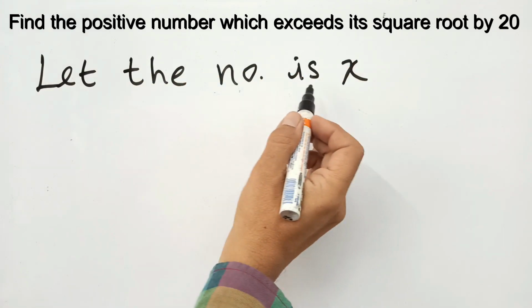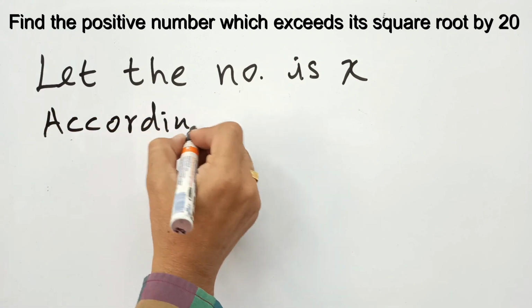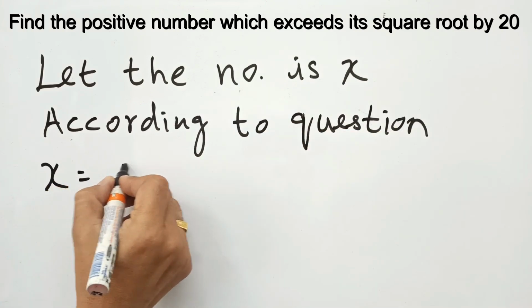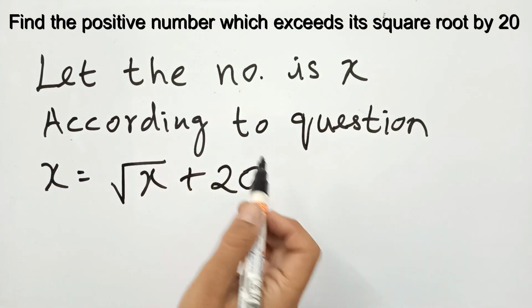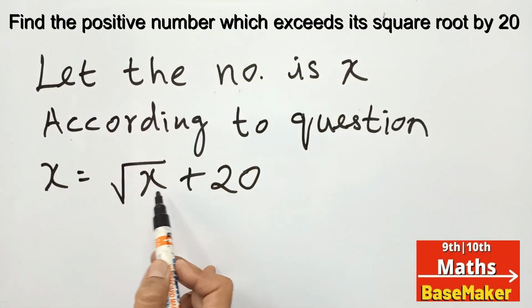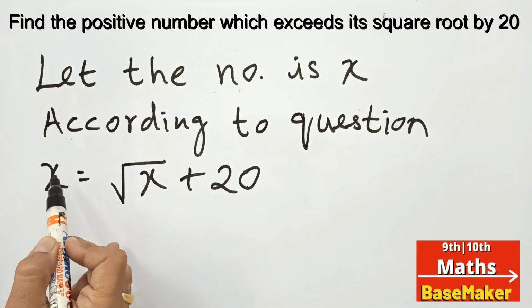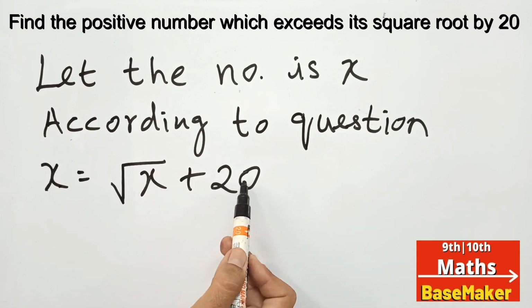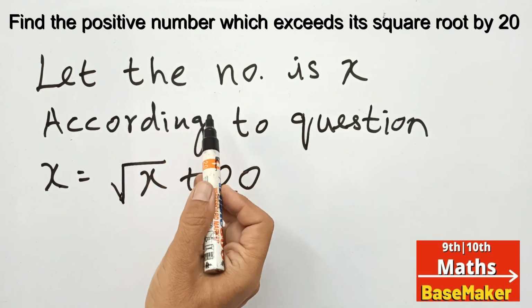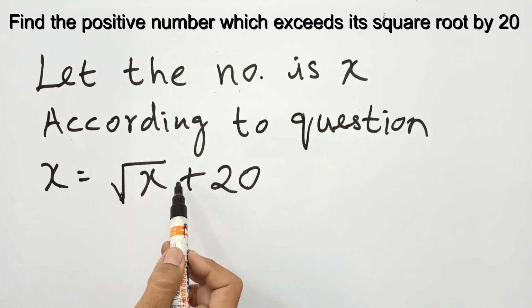Let us suppose the number is x. Now according to the question, see, try to understand. We convert this word problem to the mathematical expression. The question says the positive number exceeds its square root by 20. इसको समझिए, जो इसमें दिया है वर्ड प्रॉब्लम को हमने मैथमेटिकली कन्वर्ट कर दिया है. ये नंबर अपने स्क्वायर रूट से 20 ज़्यादा है.